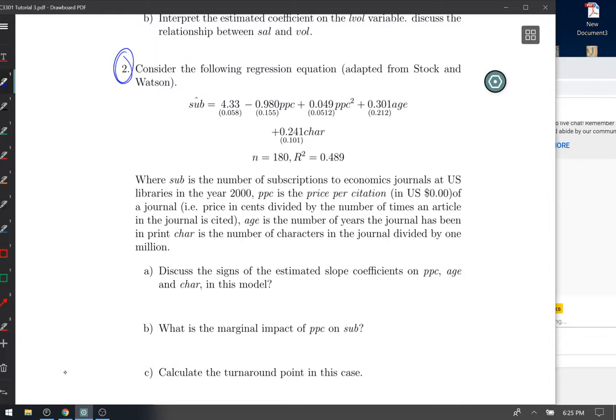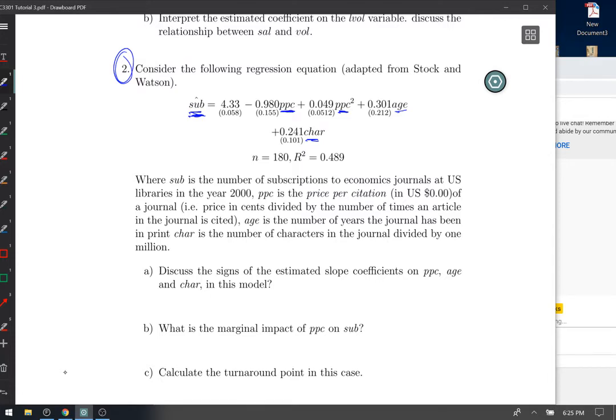so we can quickly run through this. This is looking at the effect of price per citation, so the price of a journal relative to the number of citations, a measure of the quality of the journal, on the number of subscriptions to that journal, controlling for the age of the journal and the number of words or characters in the journal piece. It also allows a quadratic term on price per citation to allow a potential quadratic relationship between the number of subscriptions and the price per citation.